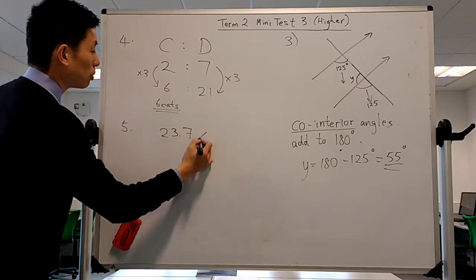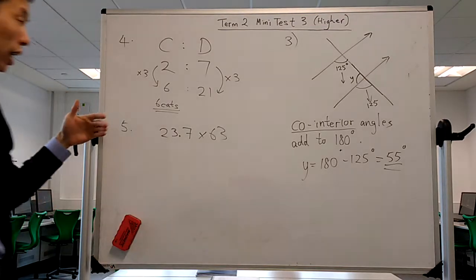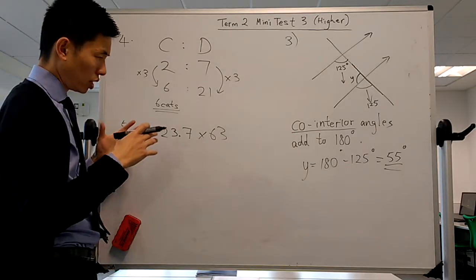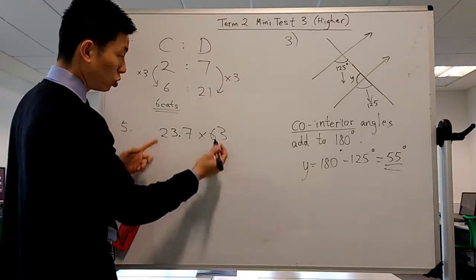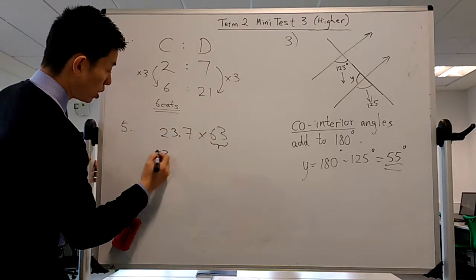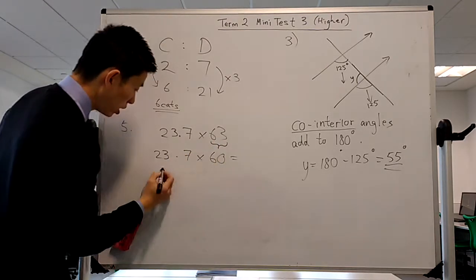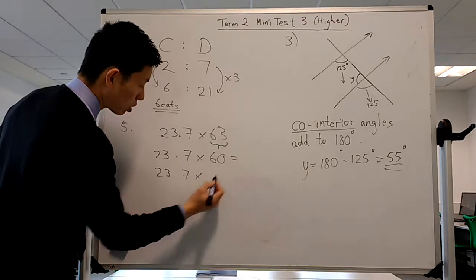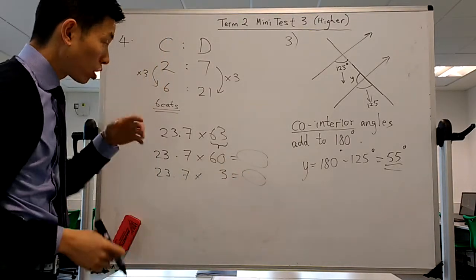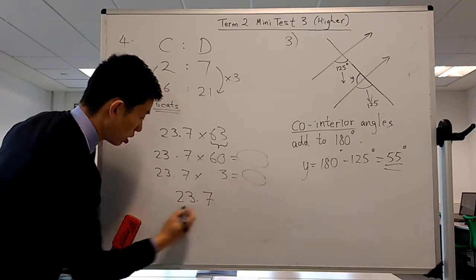23.7 times 63. Okay, today I'm going to use a conventional column method, but to show you the column method, I'd like to show you the fact column method is a partition method. So 23.7, instead of times 63, you times 60, and 23.7 times 3. And then add those 2 numbers up, will give you the answer. So the column method, or sometimes called the colossal method, does this.